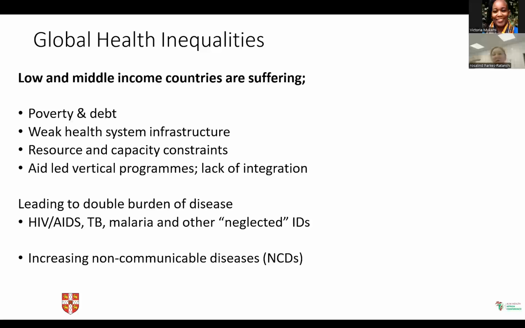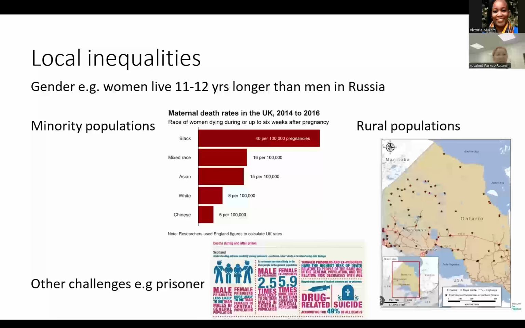When we look across the globe, there are inequalities, right? Higher resource settings have better health and better outcomes. But even within countries, there is inequality. So what this is trying to show is some examples of how, even in richer countries, within different populations there is inequality. So for example, in Russia, women live on average 12 years longer than their menfolk. And that's a gender-based inequality.